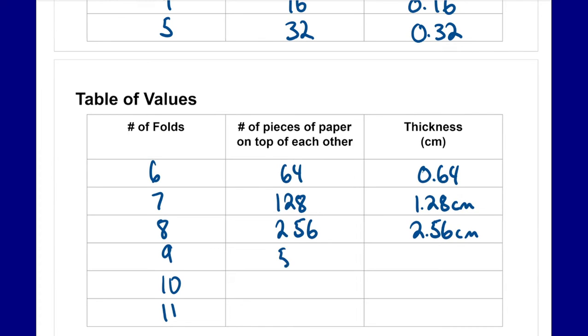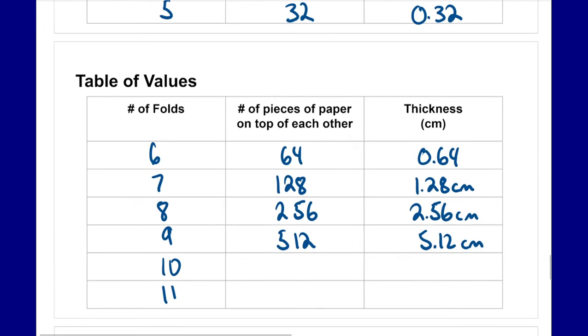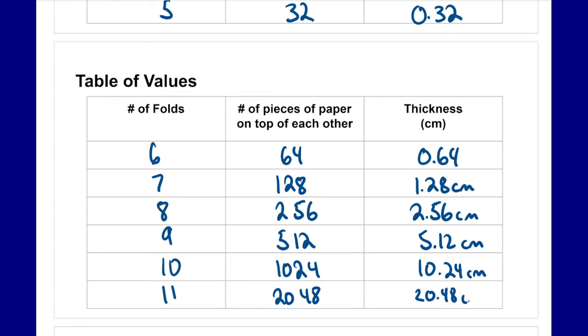Again, hopefully you're starting to see a pattern. So 9 folds, we should be at around 5 centimeters. 10 folds, we have technically 1,024 pieces of paper on top of each other, so 10.24 centimeters. 11 folds, we're at 2,048 pieces of paper, or 20.48 centimeters.